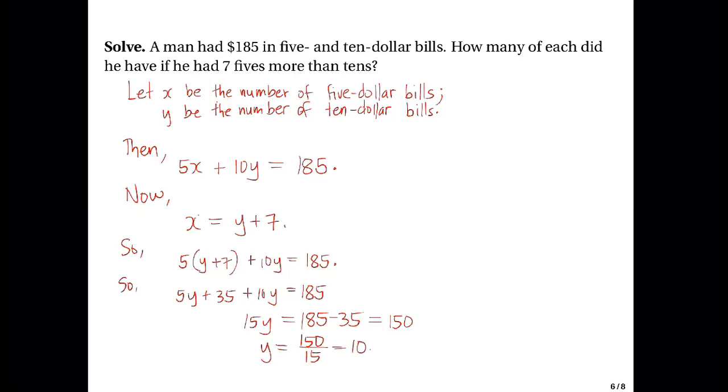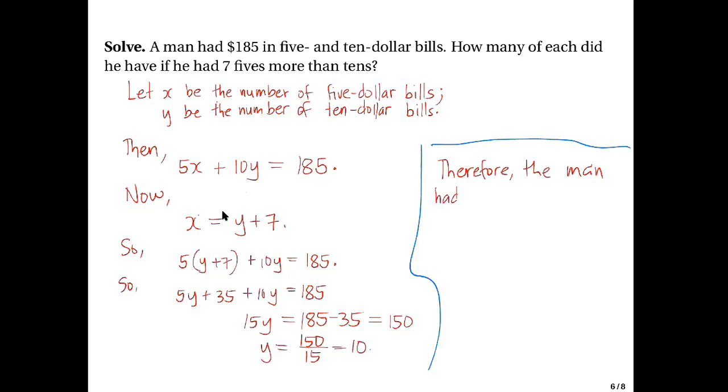Okay? So we were able to find the value of tens. So we conclude the following. Therefore, the man had, so y equals 10. So the man had 10 $10 bills, and 10 plus 7, that's y plus 7 here, and 10 plus 7, this is equal to what? 17 $5 bills.